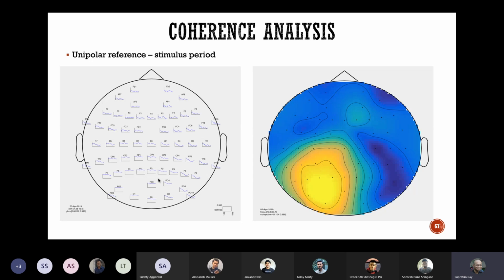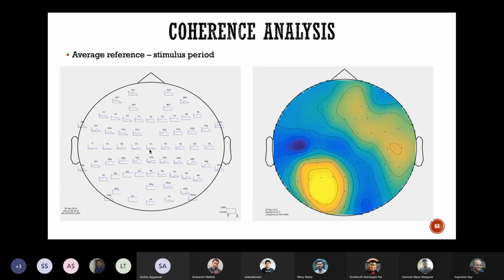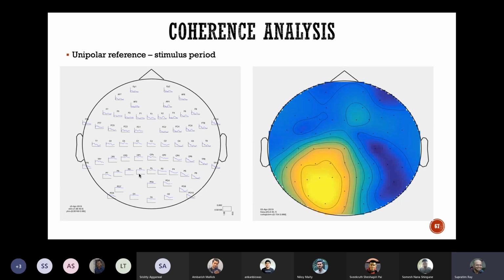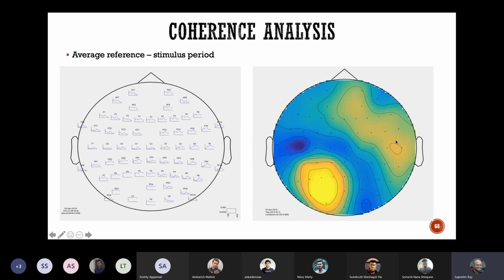So how do we address that? Well, one solution that you may think of is that I change my referencing scheme so that the common signal that is being picked up somehow gets cancelled out. So you could try doing average reference as shown here. And now the average reference does show some change, although it still remains pretty high, but it's not as much as before. And also there's another part here which starts to show some more signal.